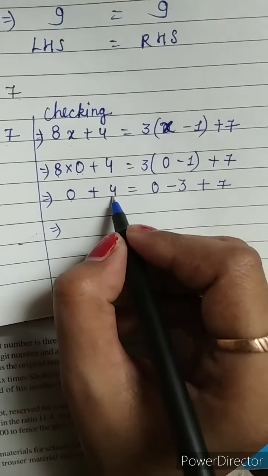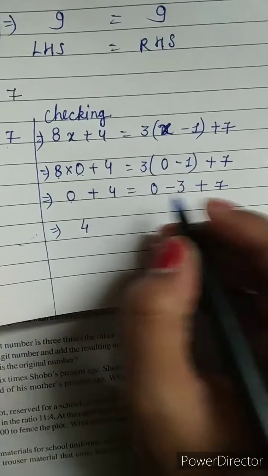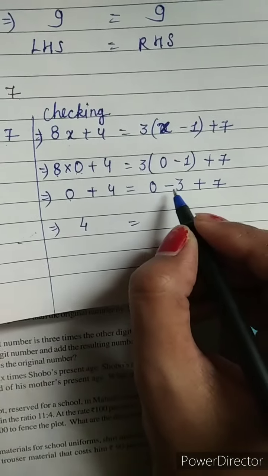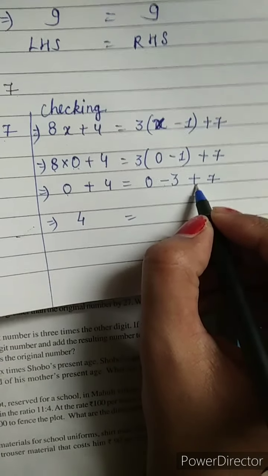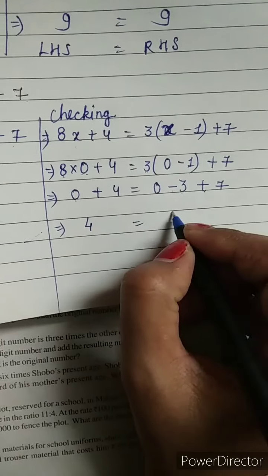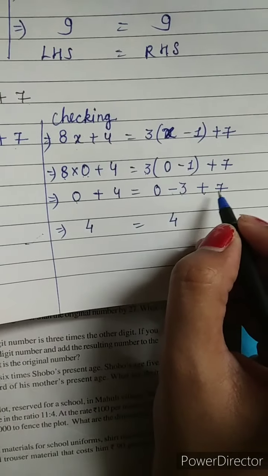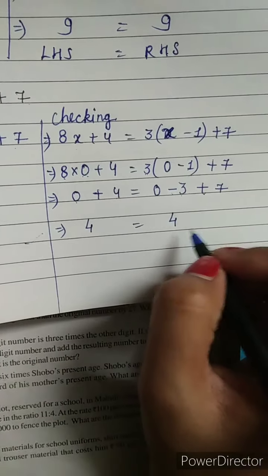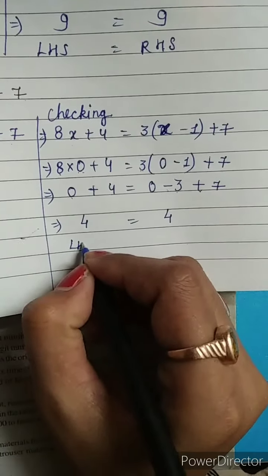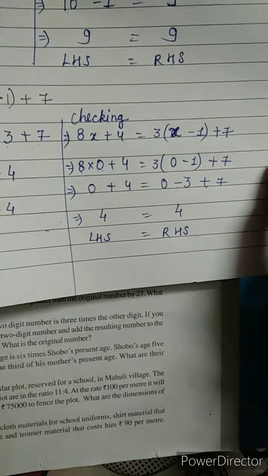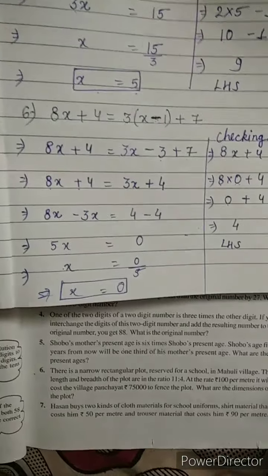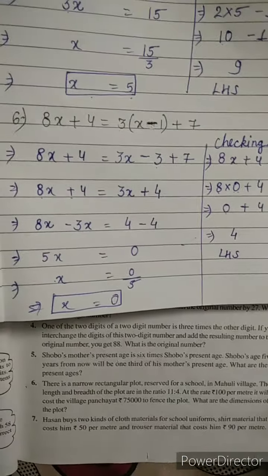Here 0 plus 4 will give us 4, and here we have minus plus, that's why we have to do the subtraction. 7 minus 3 is 4. So which symbol? 7 is the bigger number and it has a positive symbol, so the positive symbol will come. That means LHS is equal to RHS. It means we taken the right value of x, that is x is equal to 0.